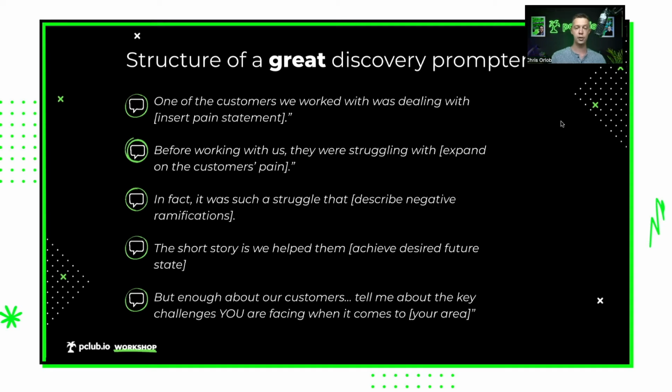Then you transition to the solution. This short story, you don't go into a lot of detail. You more start to talk about the desired future state rather than the details. You say the short story is we helped them achieve X. We helped them increase close rates. We helped them improve employee morale, whatever. And then you end by passing the torch, right? Anyway, enough about us, enough about our customers. I just wanted to give you a sense of some of the challenges we do solve. So talk to me about your challenges when it comes to X area you solve.